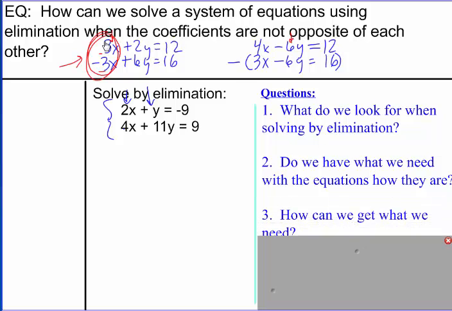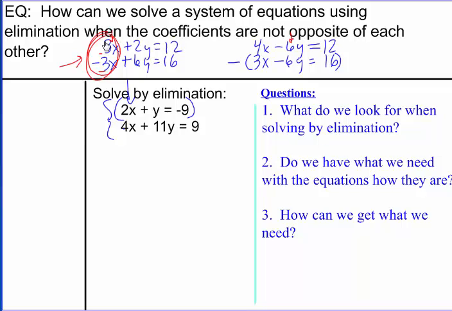So since we don't have what we need, the next question is, how can we get what we need? So what can we do to these equations so that we do have numbers that are opposite of each other, so that when we add the equations, they will cancel? And so the answer to that question is multiply. So you can multiply one of the equations. So there's a couple of different ways. You have to decide which variable am I going to eliminate. In my case, I would probably try to eliminate the x variable here, but you could eliminate the y variable. Either way, we would only have to multiply one equation.